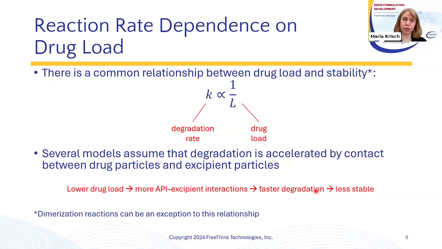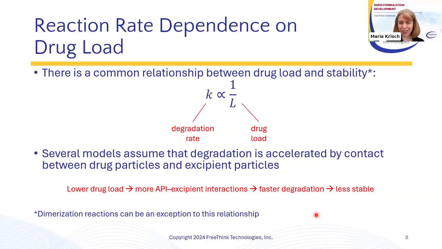As part of that effect, there's a common relationship between drug load and stability. And in general, the degradation rate is inversely proportional to the drug load. So there's several models that have attempted to refine this understanding of this relationship, and they all assume that degradation is accelerated by contact between drug particles and excipient particles. So generally, if you have a lower drug load, you have more of these API excipient interactions, you have faster degradation as a result, and what you get is a less stable product. So again, a lower drug load tends to lead to a less stable product.